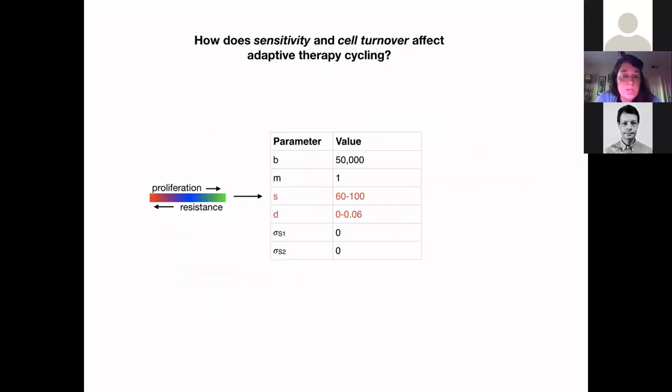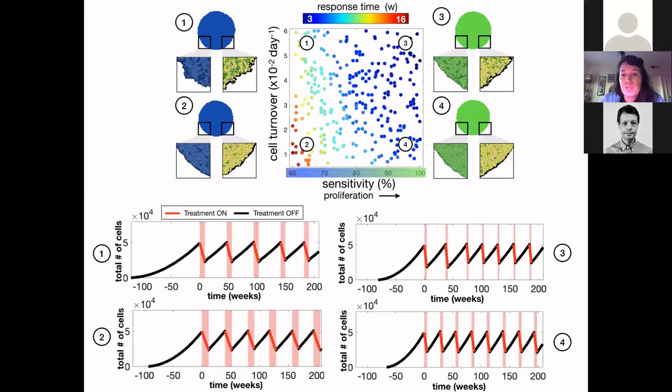Next we looked at how sensitivity and cell turnover affect adaptive therapy cycling. Now we keep everything constant except for these two things, remembering again that we have this trade-off with proliferation and resistance. We can look here again at response time, and to the left we have the less sensitive tumors, and to the right we have more sensitive tumors.